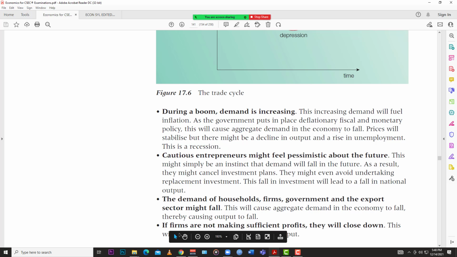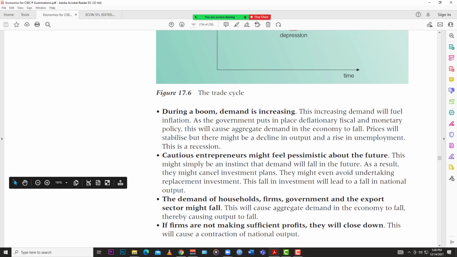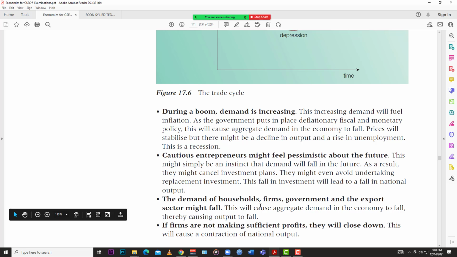So if firms are not making sufficient profit, they will close down. This will cause a contraction in national output. So that one is clear as day. If firms are not making money, they shut down, and so supply and output would fall in the economy, and so that would lead to recession. Those are the causes of a recession.